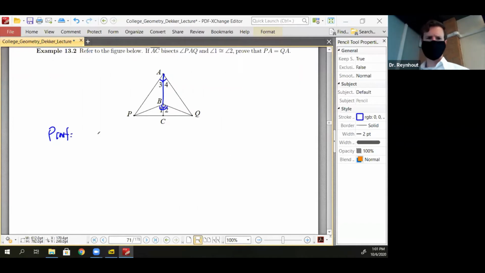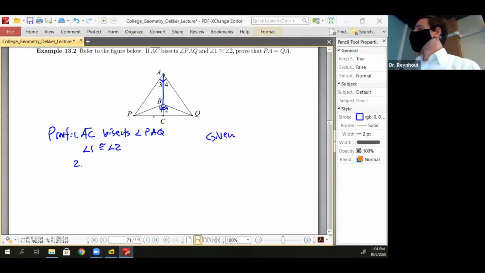So, proof. We have several things given to us. Again, line segment AC bisects the angle PAQ, and we also have that angle 1 is congruent to angle 2. These are simply given to us. Again, we know that angles 3 and 4 are congruent to one another, and that is because of the definition of an angle bisector. So we can say that angle 3 is congruent to angle 4 because of the definition of angle bisector.